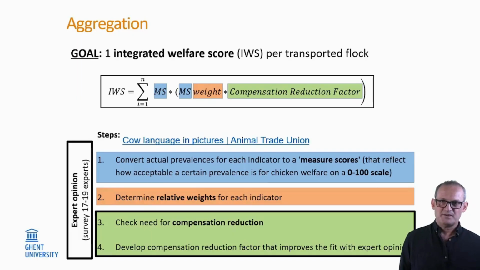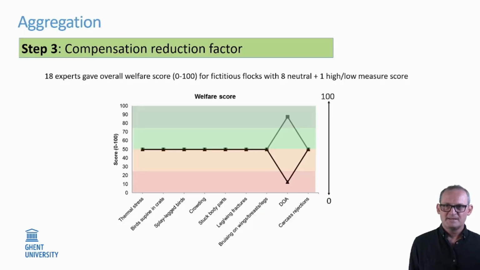And now we arrive at the last step, the compensation reduction factor. We first needed to check whether, according to the experts, there was a need to reduce the possibility for compensation. So how did we do that? We presented the experts with information from fictitious flocks with neutral scores for 8 out of the 9 welfare indicators, and then for one indicator we gave an extremely high or an extremely low score.